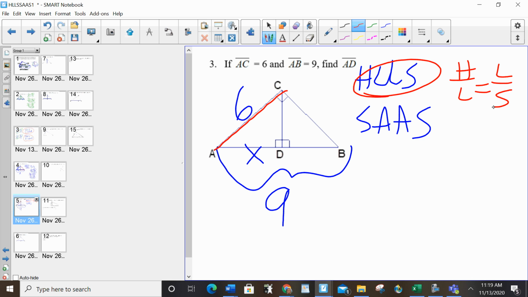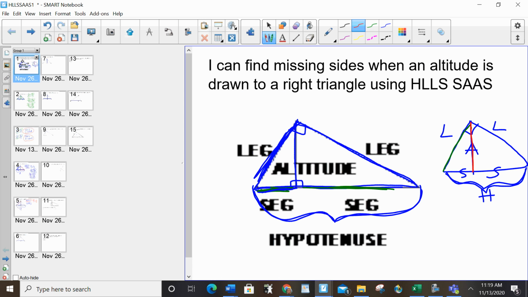I'm going to give you about 30 to 45 seconds. I want you to try and set up your proportion and solve it. Take about 45 seconds. Try to do it on your own. Refer back to this picture if you need to.